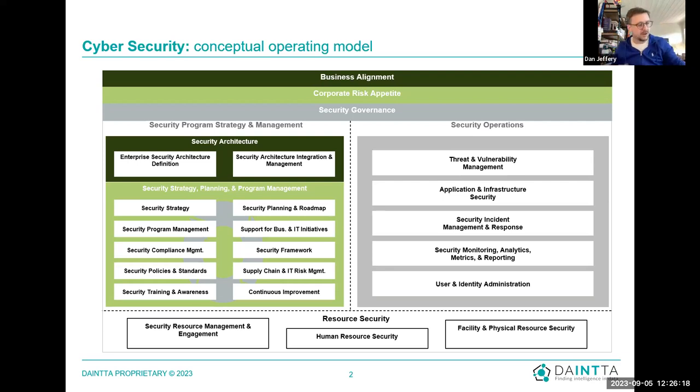And ultimately, to Dan's point earlier, it's not all about technology. It really isn't. The key part is the people and the teams, and then ultimately the culture of the whole organization when it comes to their approach to awareness of cybersecurity and threats and all those kind of things. So that again runs across the bottom here.